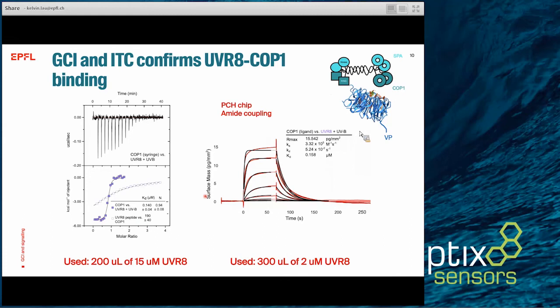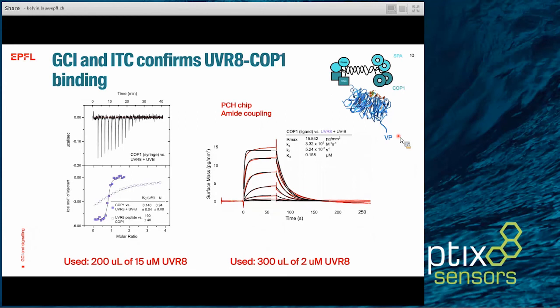However, in the intact context of the full-length UVR8 protein, there's essentially a 1,000-fold increase in affinity to 140 nanomolar, which suggests that there seems to be avidity or additional interactions between UVR8 and COP1 than just this peptide motif. However, to continue to probe this interaction, we required a different method, and that's how it led us to Creoptix with their WAVEsystem.